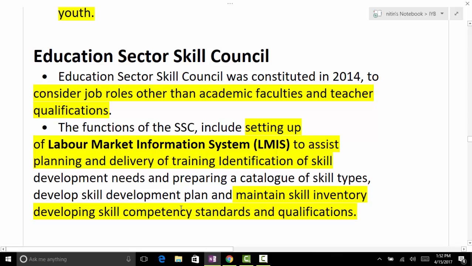Then there is sector skill council in education. So there are different sector skill councils. These are SSCs. This is one of the components through which our Skill India mission rests to enhance the skills. So under our national skill mission, we have different agencies. For example, NSDA, NSDC, NSQF, then sector skill councils. So these are industry-driven sector skill councils. In education sector, the idea is to bring more and more job roles, more and more options of employment in the education sector, not limited to only academic faculties and teacher qualification.